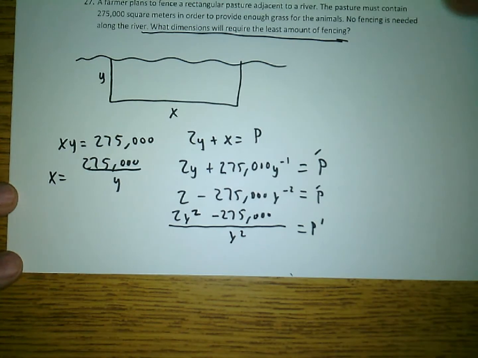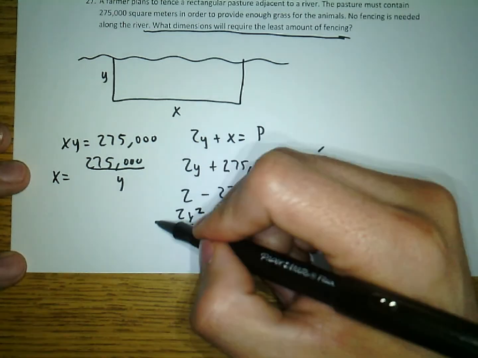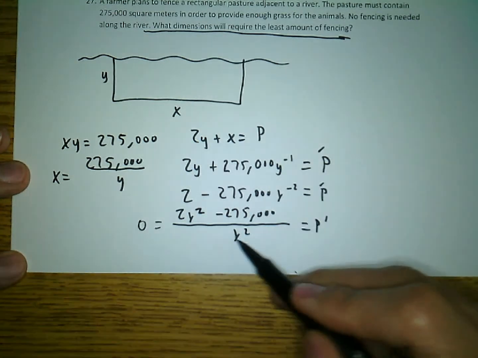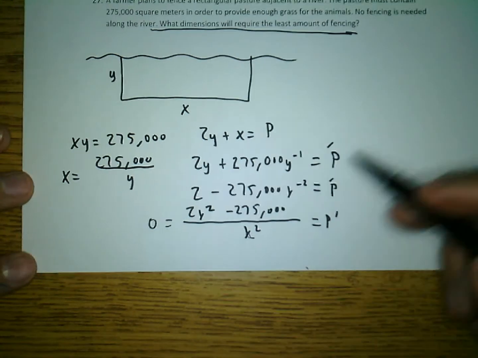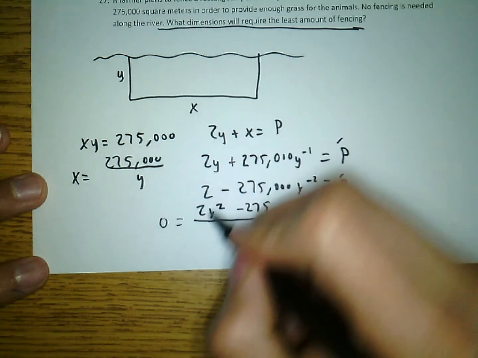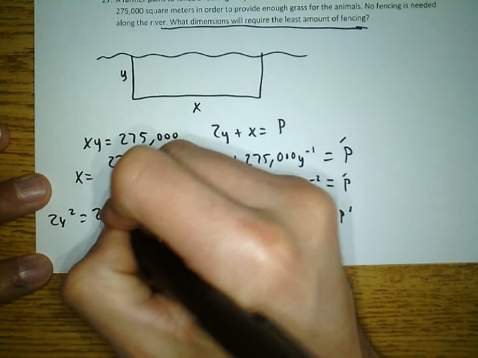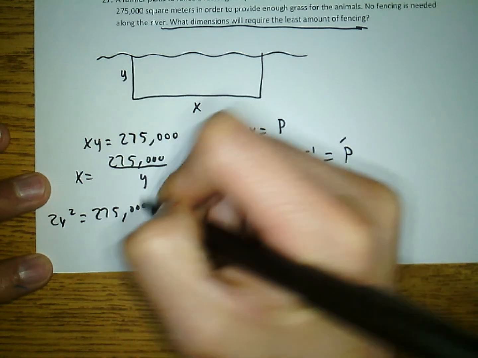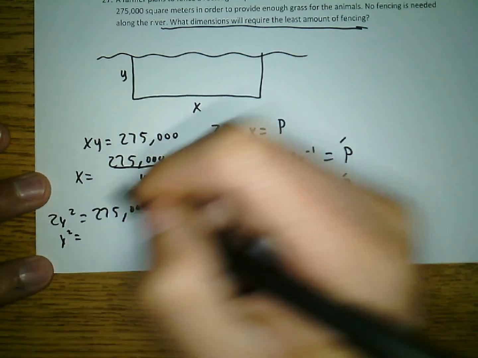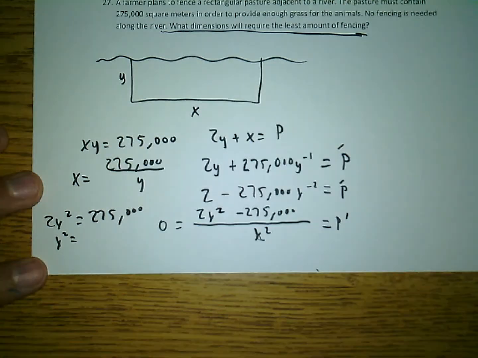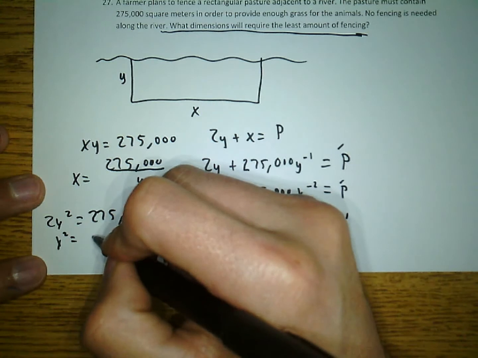Now, if I want to minimize this, that means I need to find out where this is equal to 0. Now, we can't have 0 dimensions. I also need to check where it's undefined, but it's not going to matter because that's 0. So I'm going to set this equal to 0. So it's going to be 2y squared is equal to 275,000. I'm going to divide that by 2. So y squared is equal to, what would that be? 275,000 divided by 2.